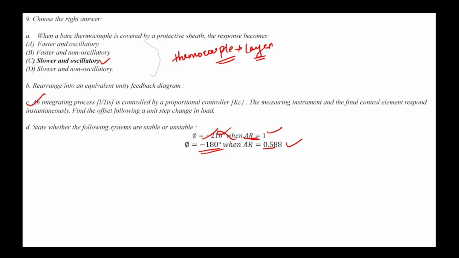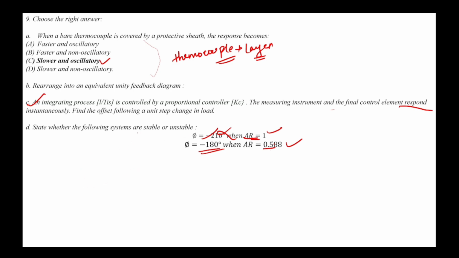An integrating process, 1 upon tau I s, is controlled by a proportional controller. The measuring instrument and the final control element respond instantaneously. That means they are one. If it is written that they respond instantaneously, that means both are one. Find the offset for a unit step change in load.